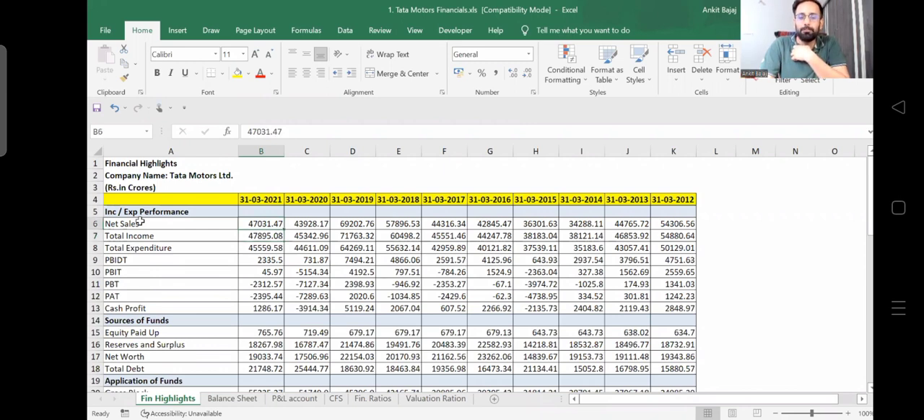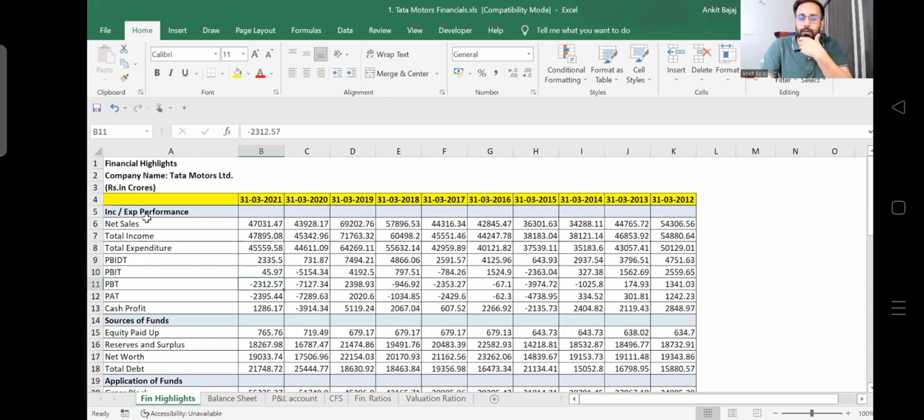If you see, the sales of the company is 47,030 crore rupees and total income is 47,895 crore rupees. It means it includes other incomes like rental income, interest income, dividend income, etc. Total expenditure is 45,559 crore rupees. PBIDT, what is PBIDT? Profit before interest, depreciation, and tax. So PBIDT is 2,385. Then PBIT. PBIT means profit before interest and tax. So they have reduced depreciation from PBIDT and calculated PBIT.